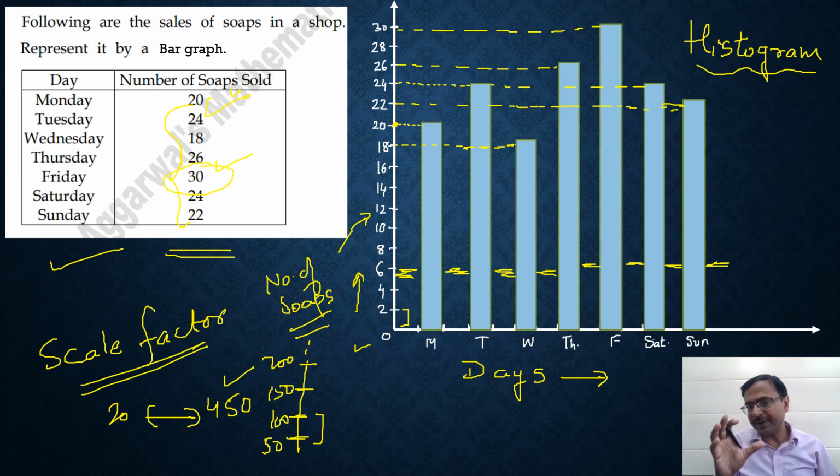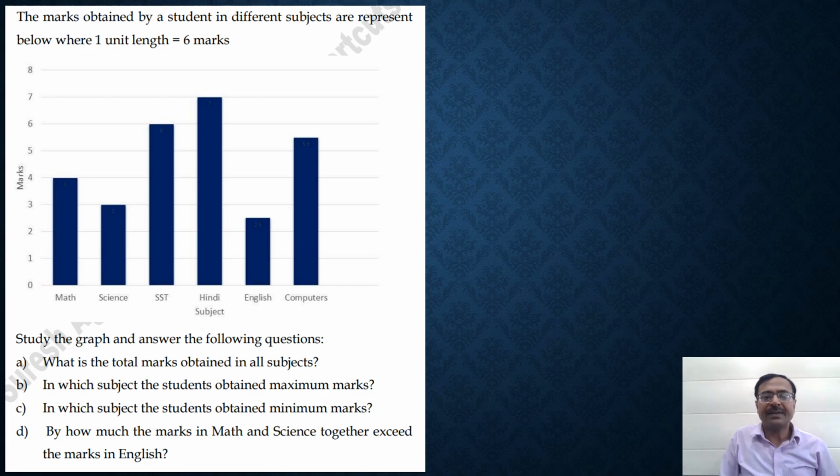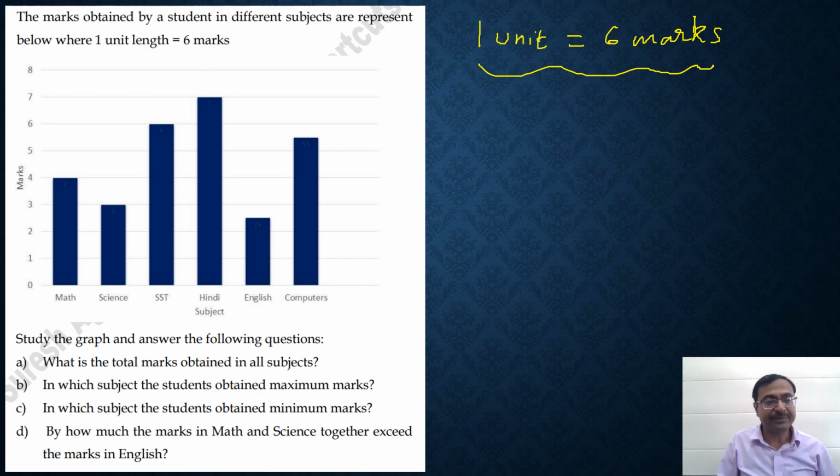When a particular bar graph is given to you and some questions are asked based on that bar graph, let's see one question based on that concept. The bar graph which is given here represents the marks obtained by a student in different subjects, and 1 unit length is equal to 6 marks. Now this is important. This is the scale factor which he has chosen for drawing that bar graph.